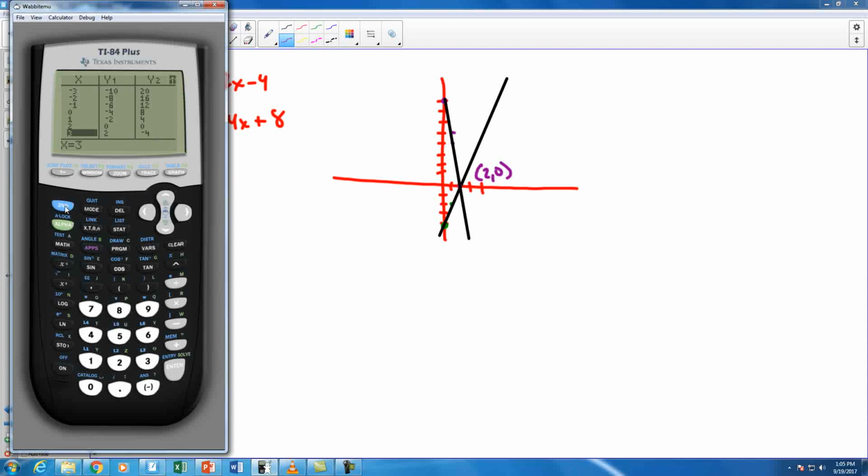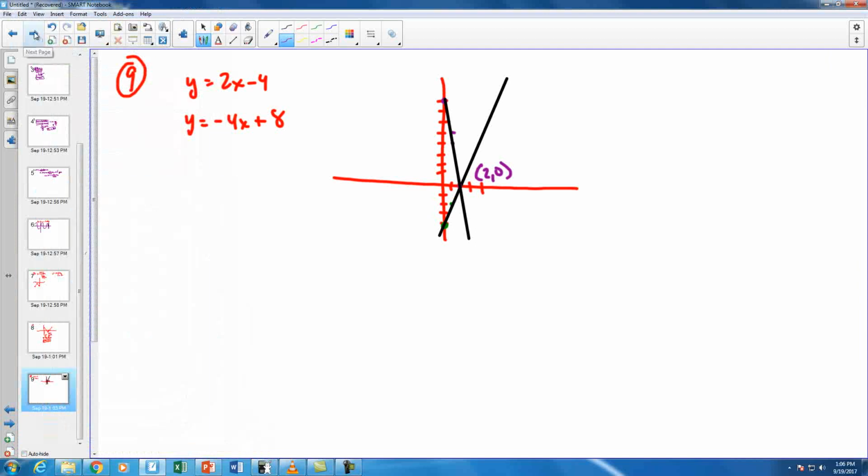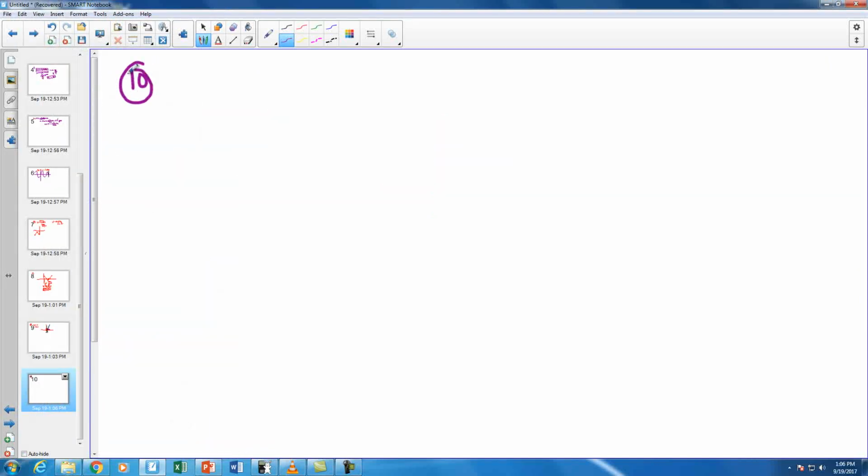The other option is if I'm looking at the graph, I press second and trace because I want to do a calculate. And I'm going to calculate number 5, the intersect. And I'm just going to press enter 3 times so it can go through the process and comes up with 2, 0. There's multiple ways to get your answers here on these graphs. Okay. Question number 10. Similar type of an approach.